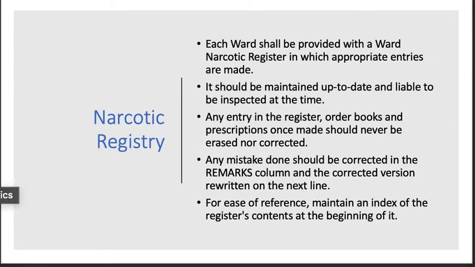When it comes to the narcotic registry, each ward in the hospital shall be provided with a ward narcotic register in which appropriate entries are made, and it should be maintained up to date and liable to be inspected all of the time. Any entry in the register, order books, and prescriptions, once made, should never be erased nor corrected. In cases of mistake, it should be corrected in the remarks column and the corrected version rewritten on the next line. For ease of reference, you should maintain an index of the register's contents at the beginning of it.